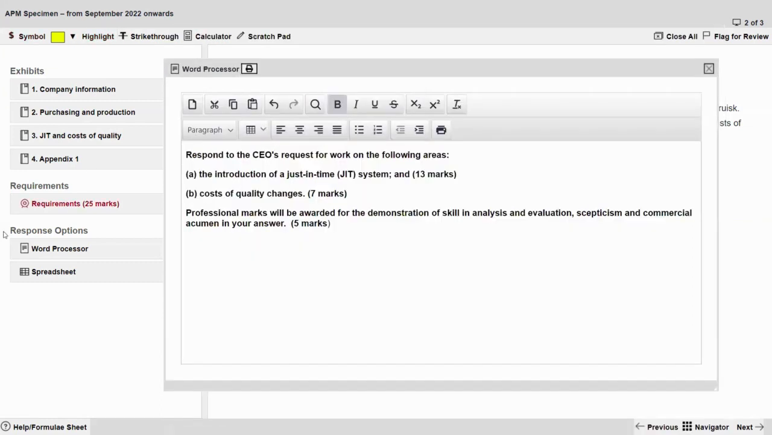Now, what next is there? GIT and the cost of quality.